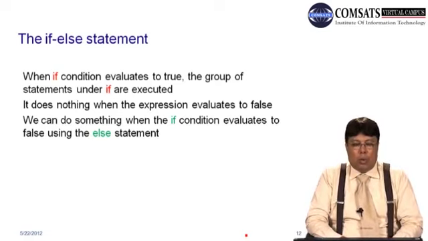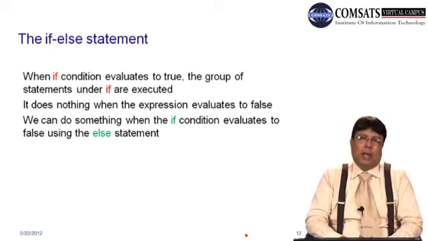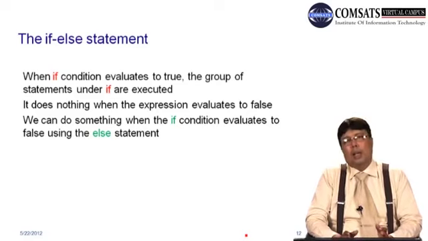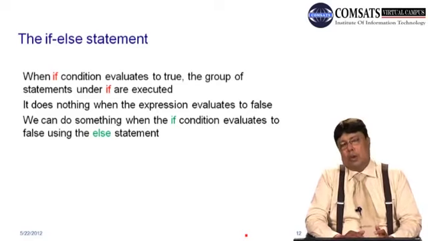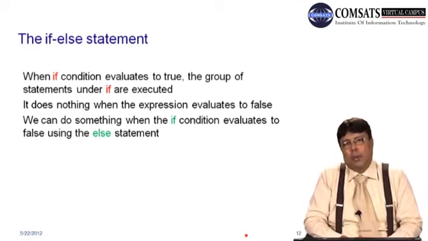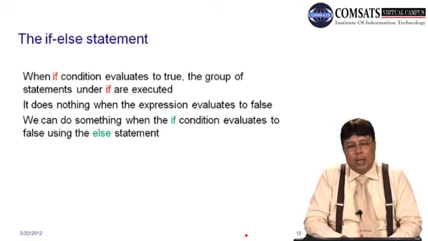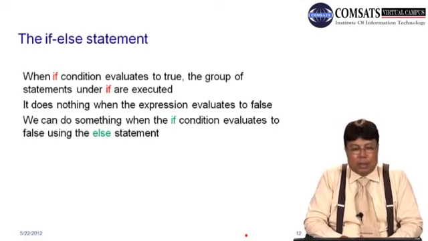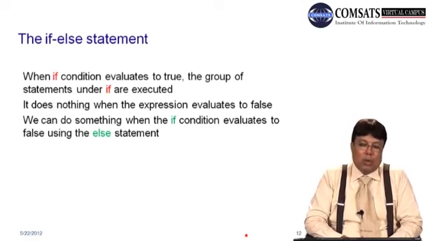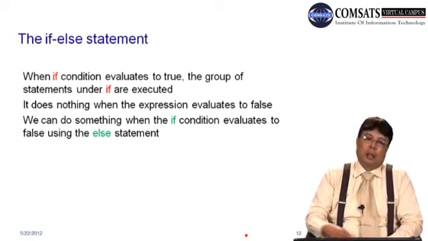But if we want to let the system do something else, if the condition is true, then it will execute the upper body. If it is false, then it should use another block of the body. If you want to do that, then you can combine if with else. We can do something when the if condition evaluates to false using the else statement. How?